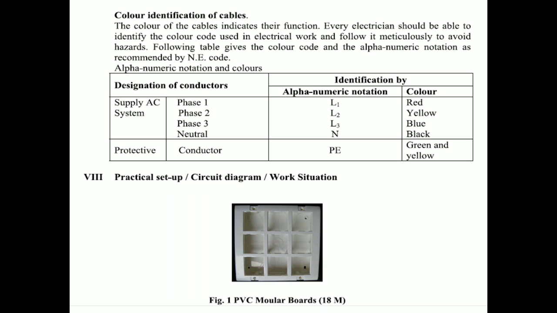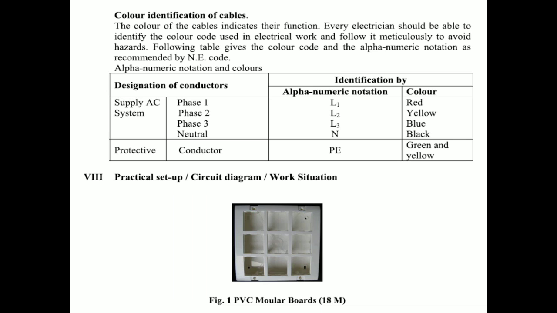Okay, supply AC system. Suppose a three phase AC supply is going to be used. Then there are three phases: phase 1, phase 2, phase 3, and one for neutral wiring. They can be indicated by L1, that is line 1 or phase 1, phase 2 L2, phase 3 L3, and neutral is indicated by N. For L1, L2, L3 we use the colors red, yellow and blue. This is the standard format.